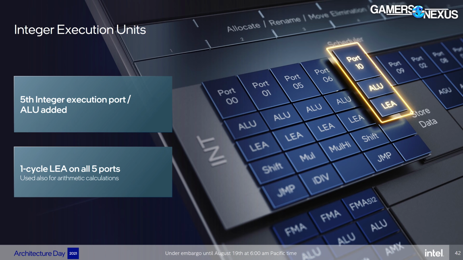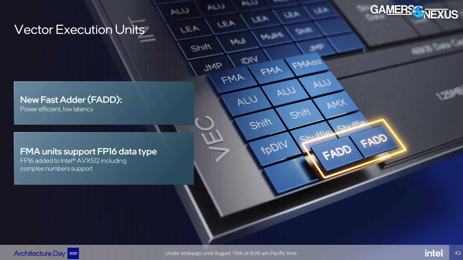As for the IEUs and the VEUs, at the integer execution units, there's now an additional ALU to accompany one of the aforementioned execution ports. That brings the total number of integer ALUs to 5. In the nearby vector execution units, there's a new fast adder, and the fused multiply add, or FMA units, now support FP16, or half precision.